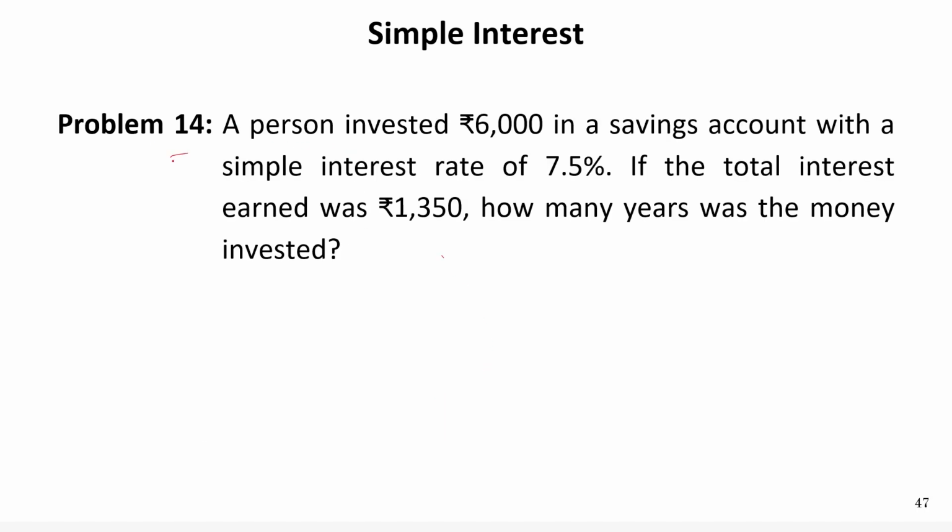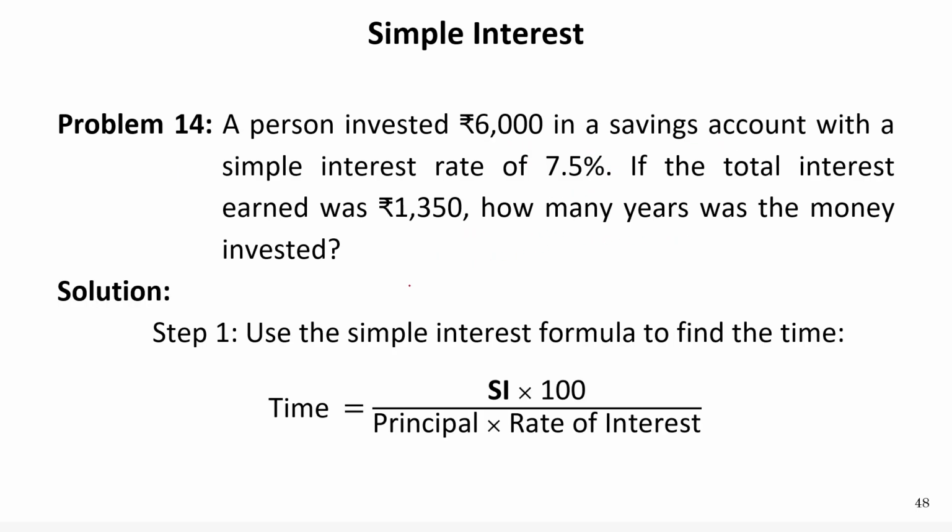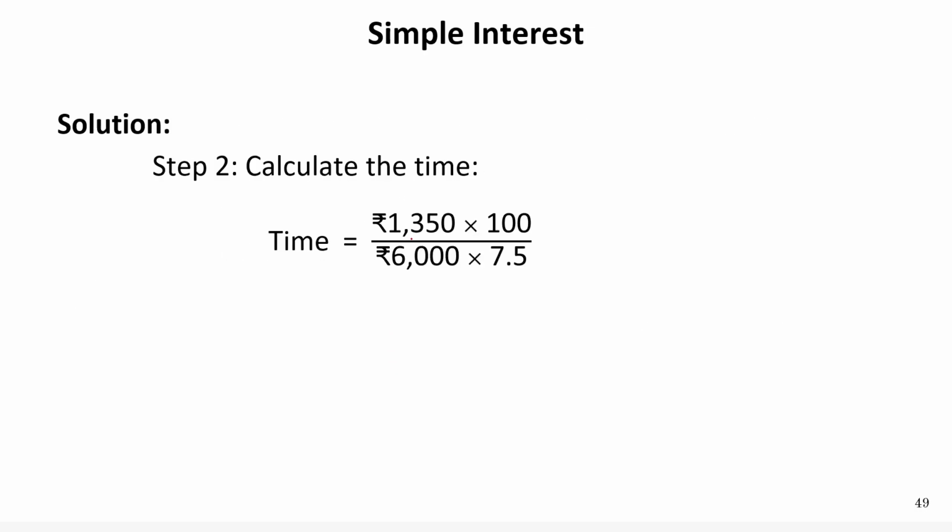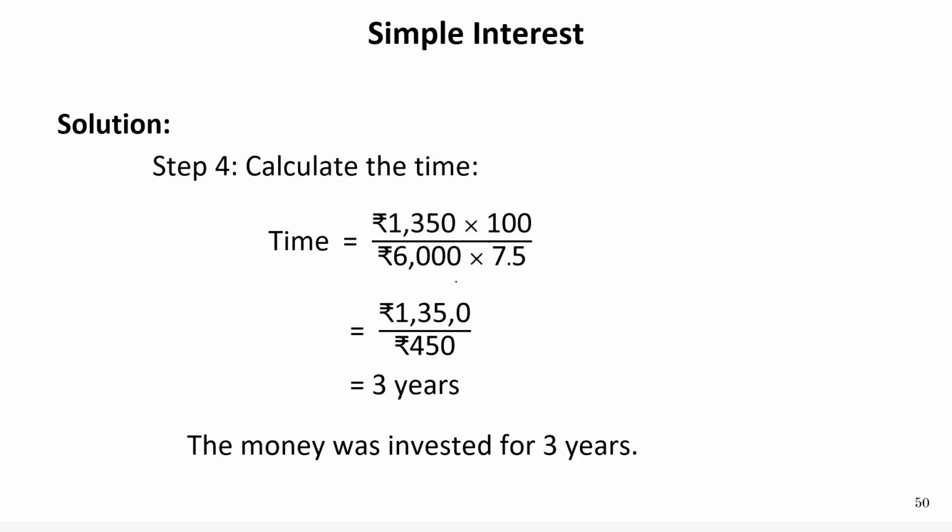So let's see problem number 14, right? A person invested 6000 in a savings account with a simple interest rate of 7.5%. So if the total interest earned was 1350, how many years was the money invested? So use the simple interest formula to find the time. So T is equal to SI into 100 by RP. So it is 1350 into 100 whole by 6000 into 7.5 is equal to what? 1350 by 450 is equal to nothing but 3 years. So 3 years is the correct answer.